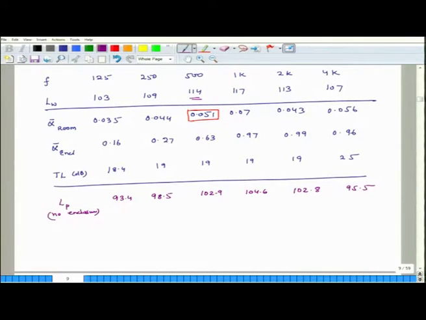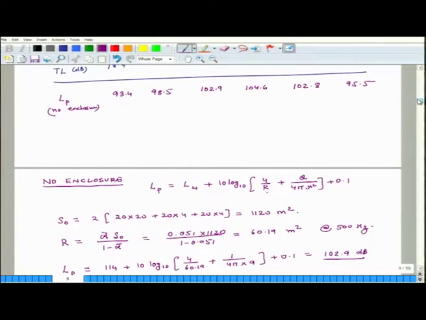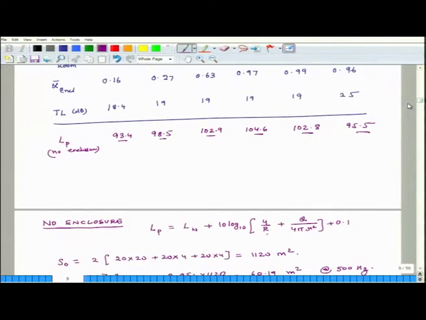So, next, if I have to compute the overall decibel level, how do I do that? I have to add the contributions from each of these bands, right? And how do we do that? The contribution from 93.4 decibels will be 10 to the power of 93.4 divided by 10, and I add up all these numbers, and then I divide that by the reference power level, and 10 log of that will give me the overall decibel level.